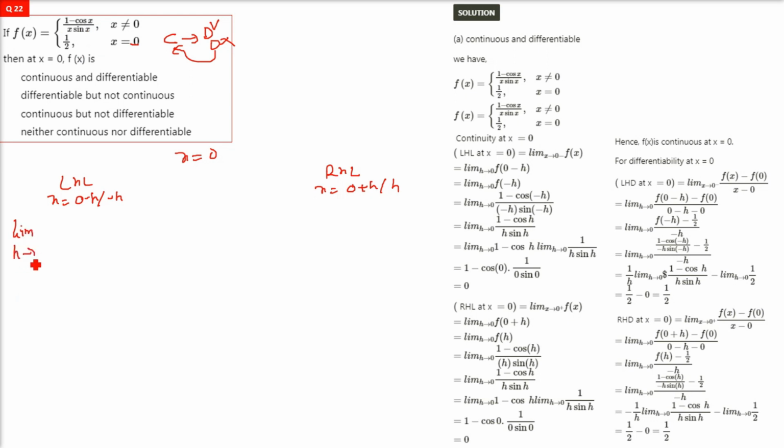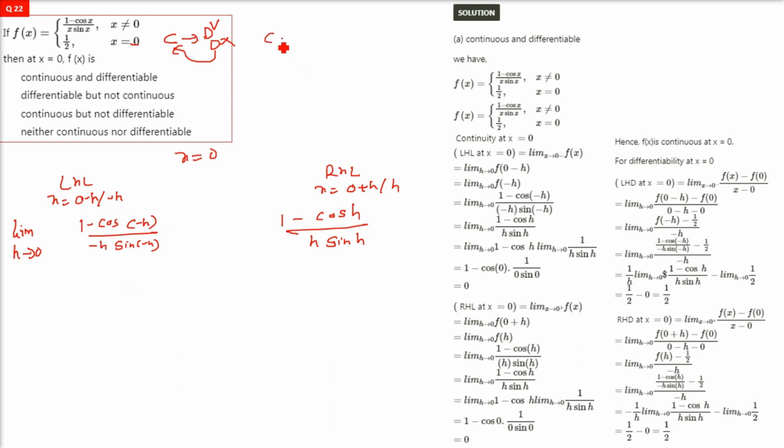So limit h tends to 0, (1 - cos x)/(x sin x). So this is going to be 1 minus cos, in place of x write minus h, divided by x is minus h, sin minus h. Here also the same thing, 1 minus cos h divided by h sin h.